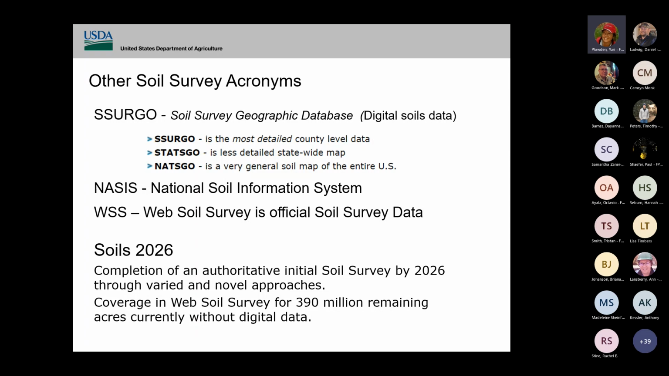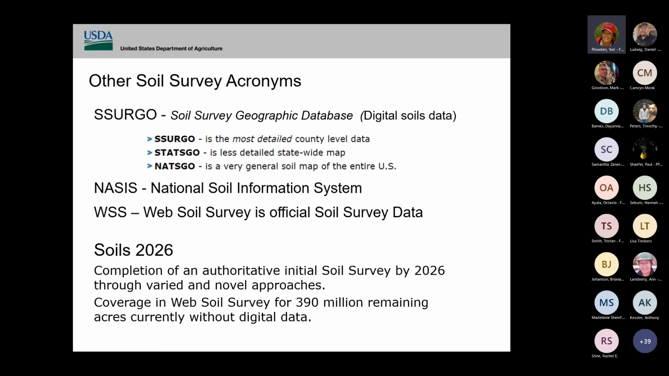NASIS stands for our National Soil Information System. That's where all the tabular data lives. When you bring up a soil survey report and you have your K factors and your rock fragments and your depth to water table, that all lives in NASIS. And then it's all combined and delivered in Web Soil Survey, which I talked about, and we'll look at that a little more. If you're not familiar with Web Soil Survey, I would get familiar with it.